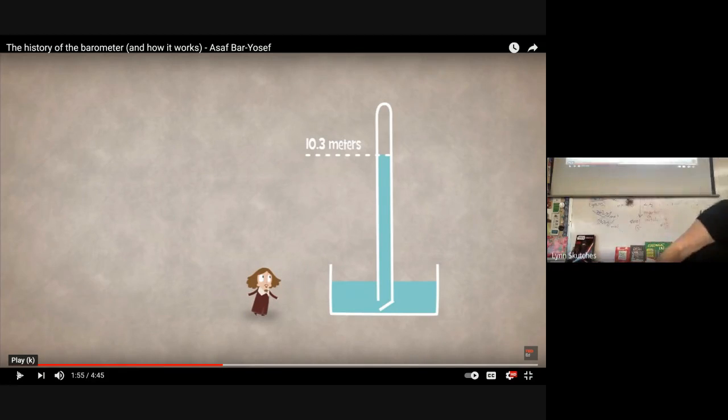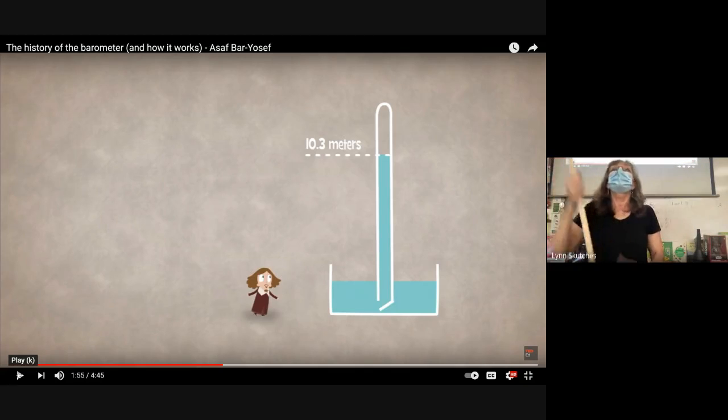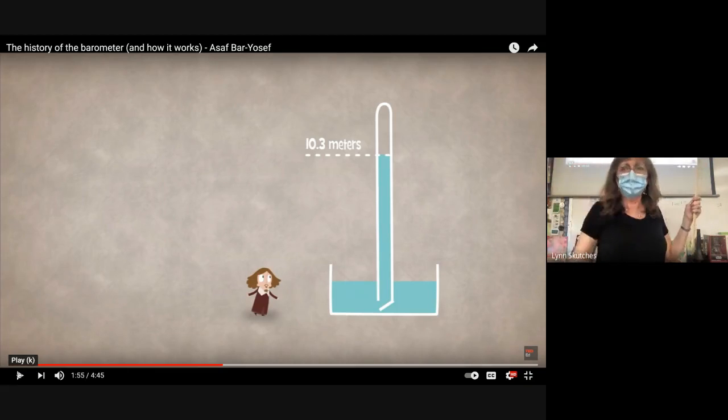10.3 meters. You guys know how big that is? That's freaking 30 feet tall. It's a 3-story building. That's really pretty tall. But if you're mining, it's not that tall. But to make a glass tube 30 feet tall, it's crazy.